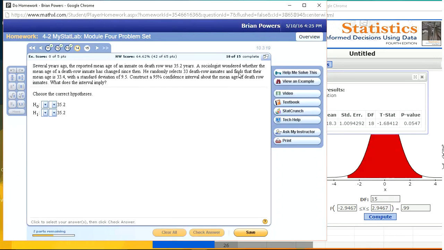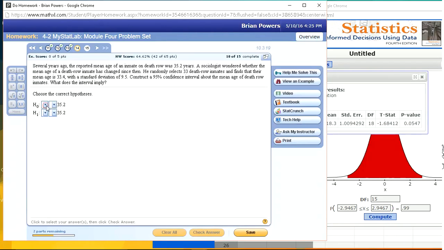A sociologist wondered whether the mean age of death row inmates has changed. He randomly selects 33 death row inmates and finds their mean age is 33.4 with a standard deviation of 9.5. We want a 95% confidence interval. Because we don't have a population standard deviation, we're going to use a t-interval for this.